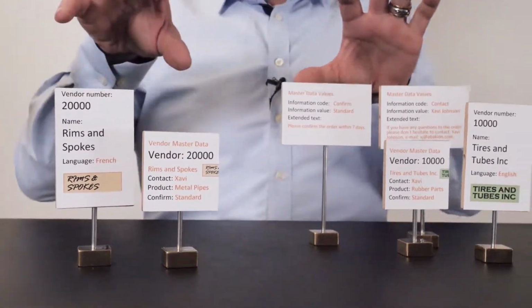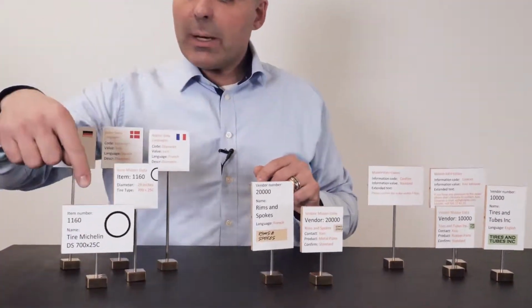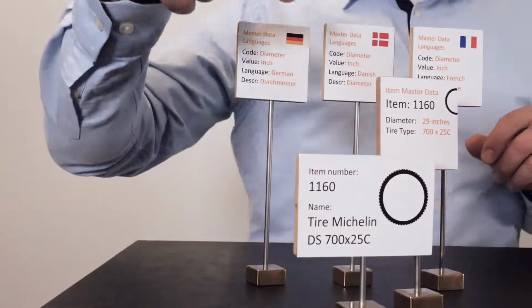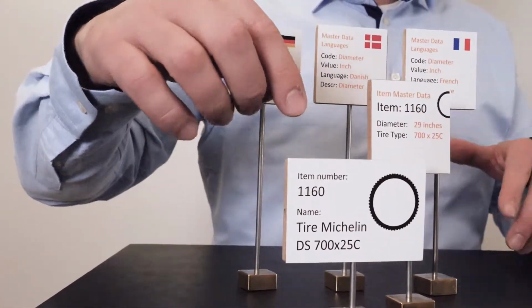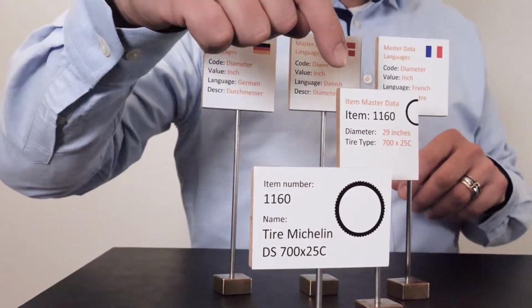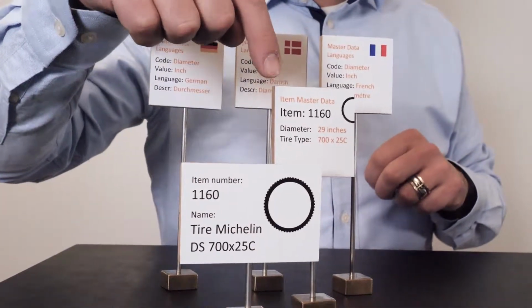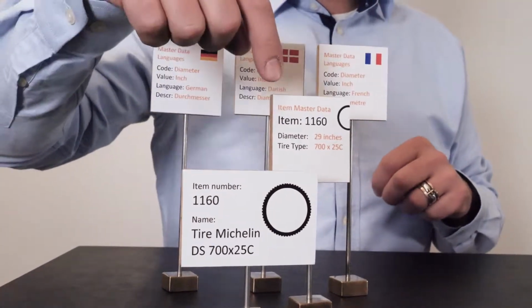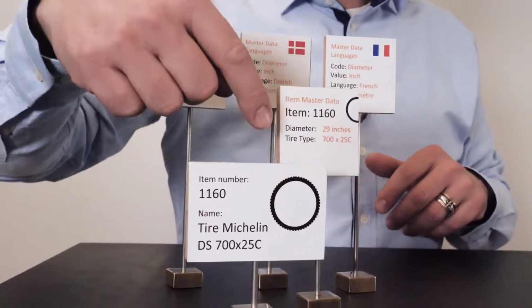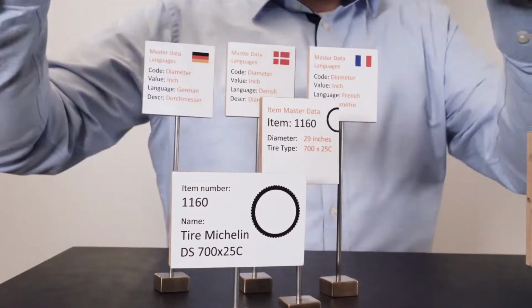And likewise on the items, this was the vendor setup, so if we go and look at the item, we might have an item over here, 1160, which is a Michelin tire of some kind that we would like to buy from one of those vendors. And like on the vendors, we set up metadata or master data for that item. So we will say this is a diameter of 29 inches and it's a tire type 725, whatever. And we could set as many master data up as we want. And for each of those, we could apply languages.